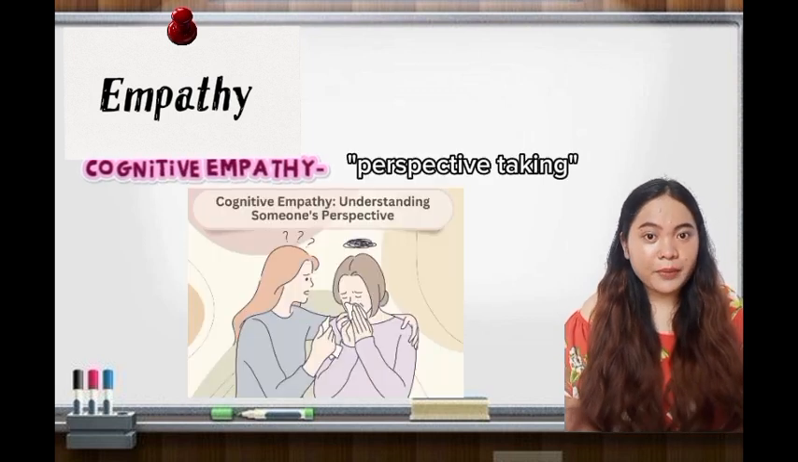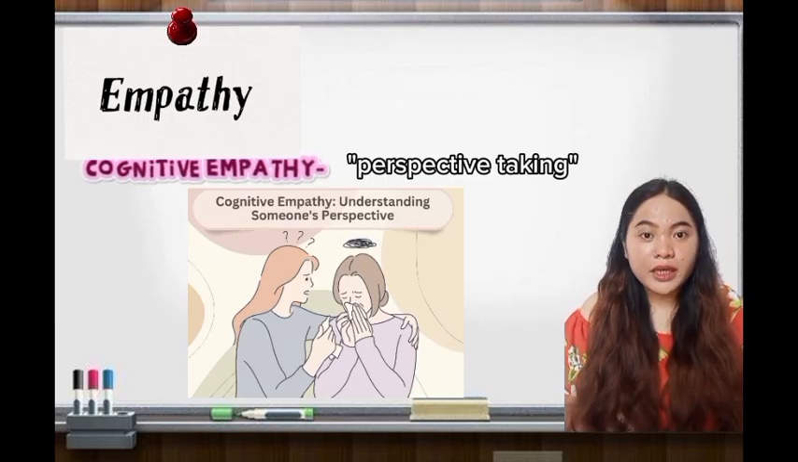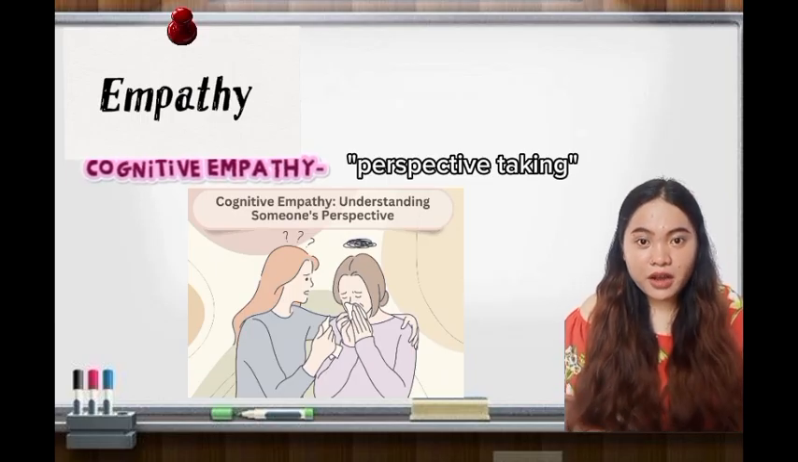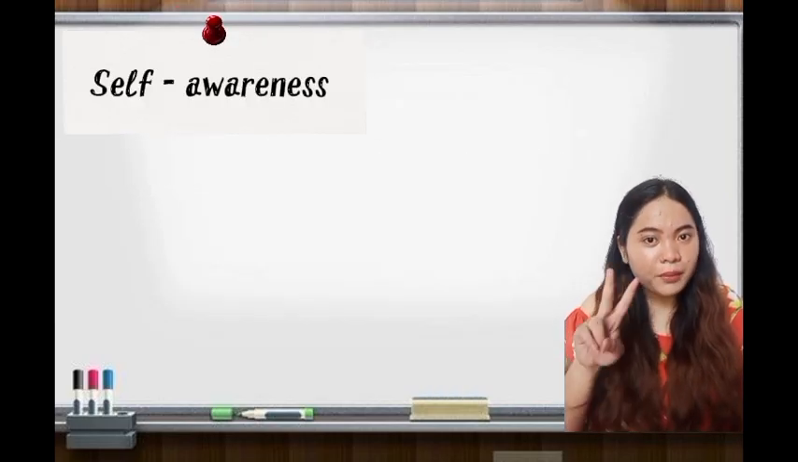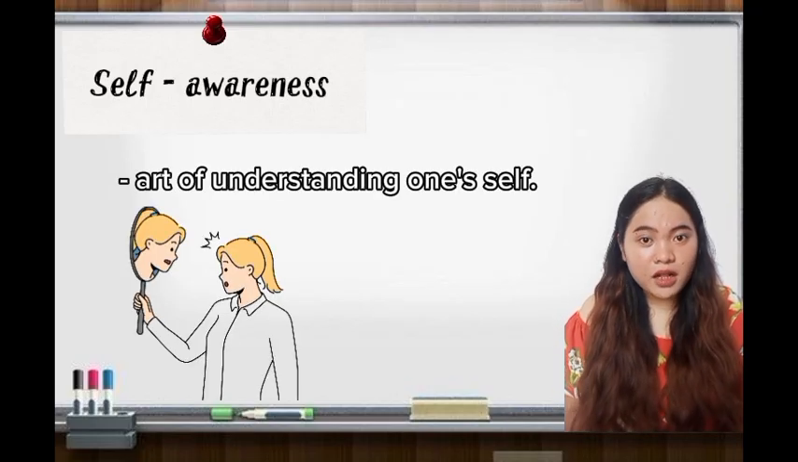B, cognitive empathy, sometimes called perspective taking. It refers to one's ability to identify and understand other people's emotions. Number 2, self-awareness. It is the art of understanding oneself, recognizing the stimuli that he faces and preparing how to manage herself both in a proactive and reactive manner.